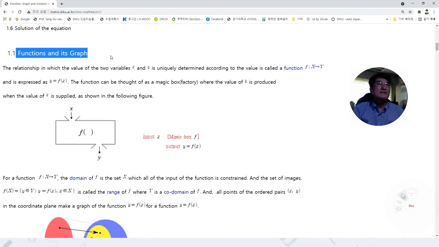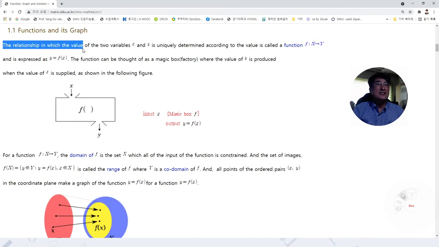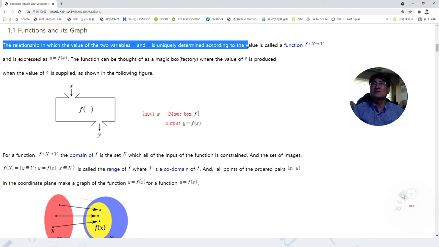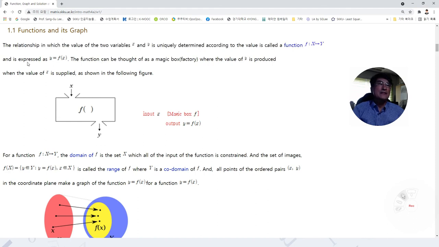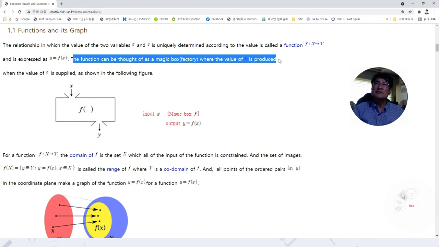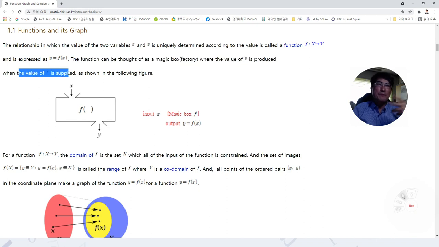Section 1.1, functions and their graphs. The relationship in which the value of two variables x and y is uniquely determined according to the value is called a function f, and is expressed as y is equal to f of x. The function can be thought of as a magic box or factory where the value of y is produced when the value of x is supplied. As shown in the following figure, if x is input, then y is produced as output. So y is equal to f of x.